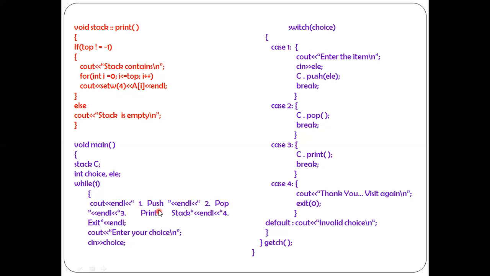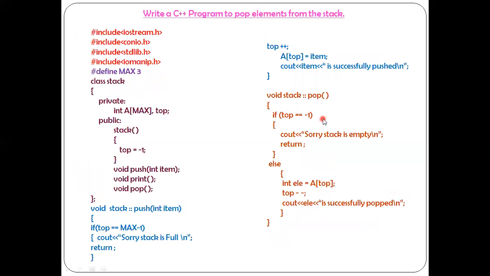So this time I'll go with the 2. Enter your choice means I'll go with the 2. 2 means pop, that means to delete an element. So switch of 2 means directly it goes to case 2 without going to case 1, case 3 and case 4. Directly it goes to case 2. C dot pop function. C is a user defined object. Dot is a member access operator. Pop is a member function. Directly it goes to the pop member function.